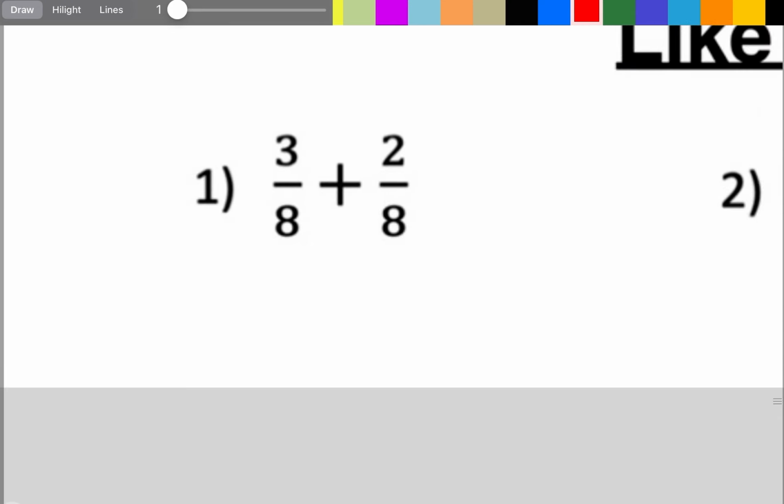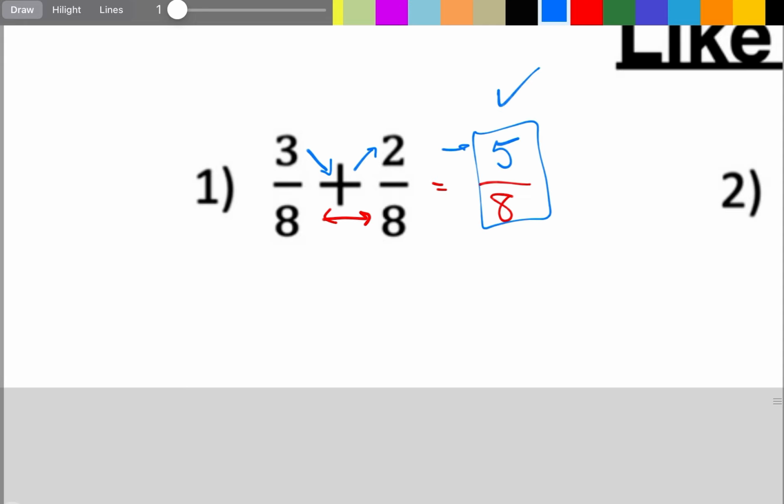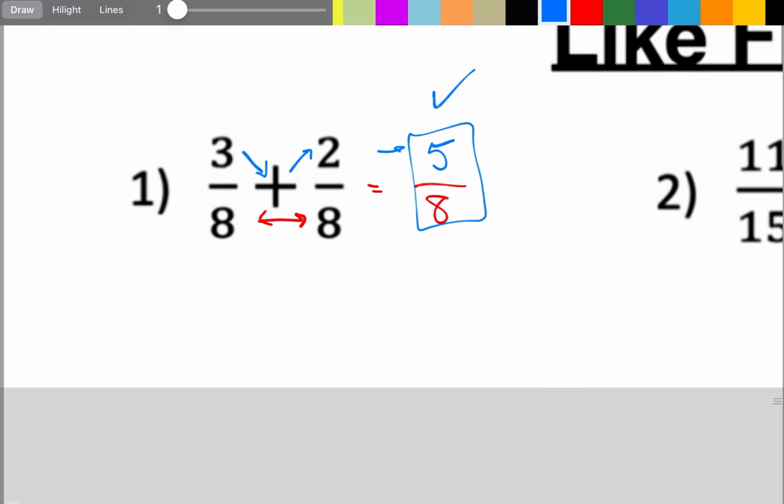So when I'm looking at number 1, the denominators are the same. They're both 8. Good. Because both of them are 8, it's going to stay 8. And we just do 3 plus 2, which is 5. Final answer? Yes, it is. Unless you can simplify. If denominators are the same, you just add and subtract those numbers up top.